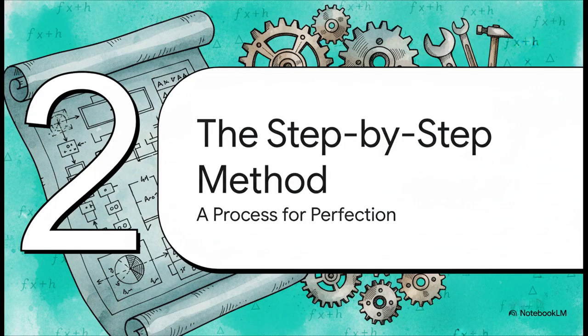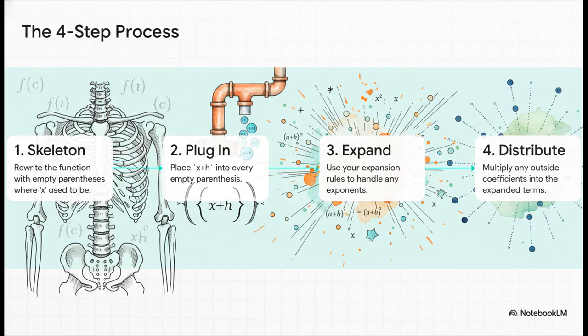Okay, so our tools are sharp. Now let's look at the blueprint. To dodge all those common mistakes, we're going to use a really simple, repeatable process that turns this whole thing from a complex problem into a series of super easy, almost mechanical steps. And here it is, the foolproof four-step method.